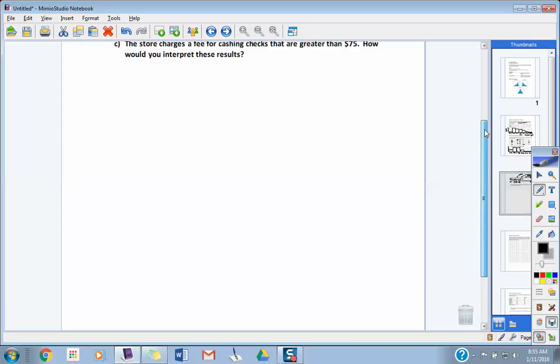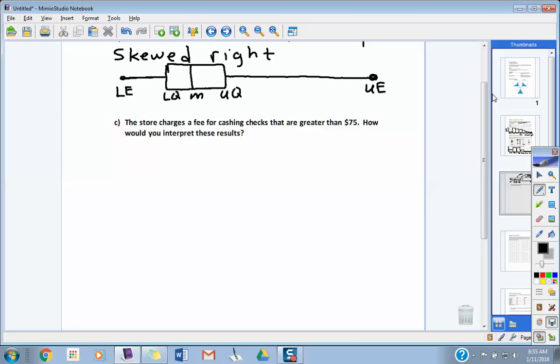Yeah, exactly. Either they don't want to cash a check that high because they're worried about it, or maybe the fee is just too high. Maybe that's the reason that we didn't see a lot of checks being cashed above that $75 value. So maybe the fee is just too high.